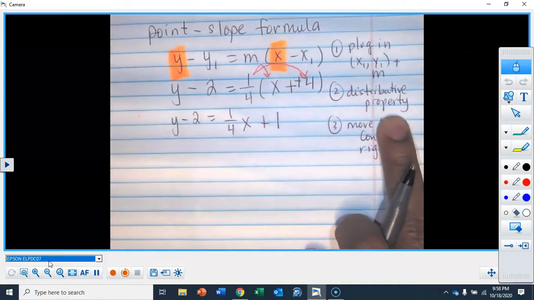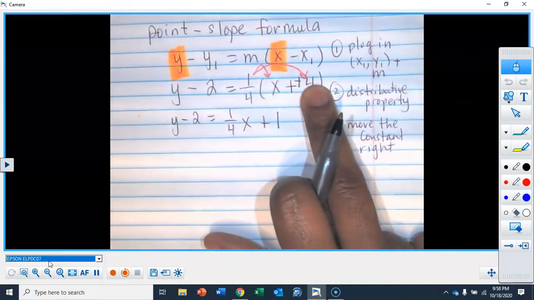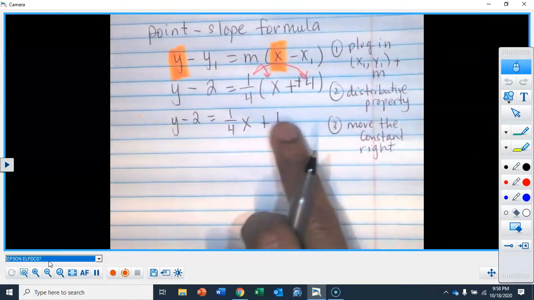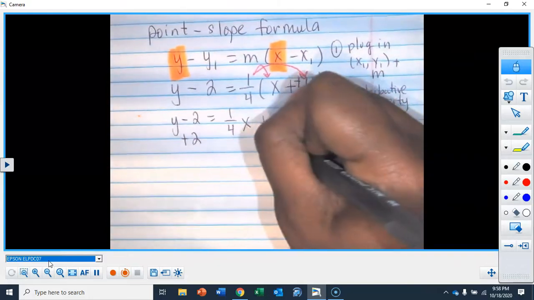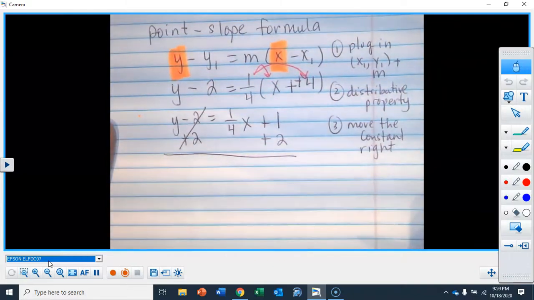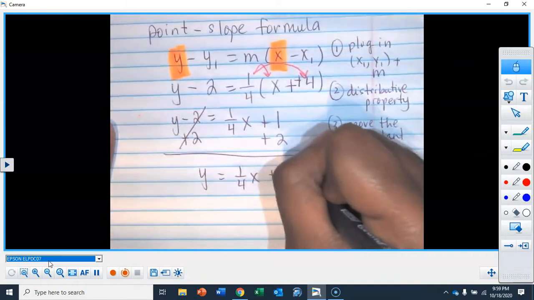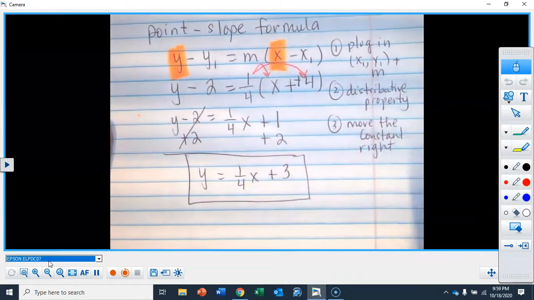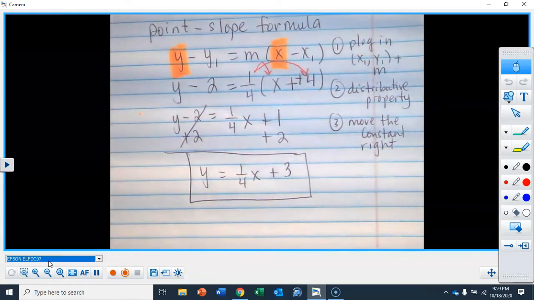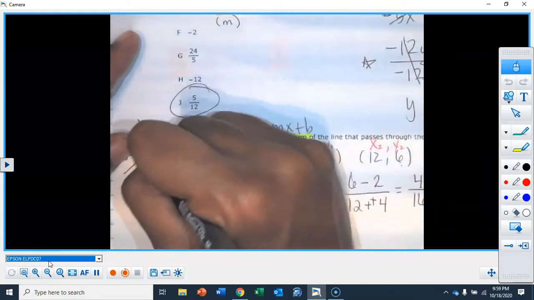And the second step after I did the distributive property, because again, I want to liberate and bring out the x and the number 4. So I'm here, move the constant to the right. Well, when I move something from one side to another, change the sign. So I'm going to add 2. Final answer. Now this will be, guys, in slope-intercept form. So y is equal to 1/4 x plus 3. Done. Okay, that's the equation in what? Slope-intercept form. So I go back to my answer choices. The answer is F as in frog.